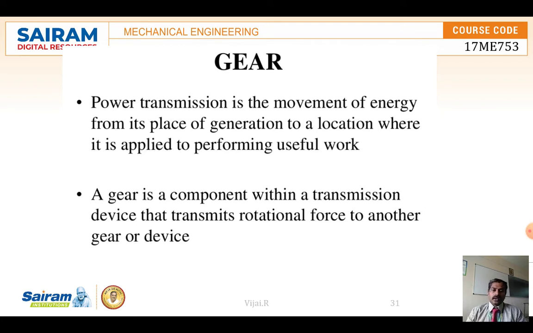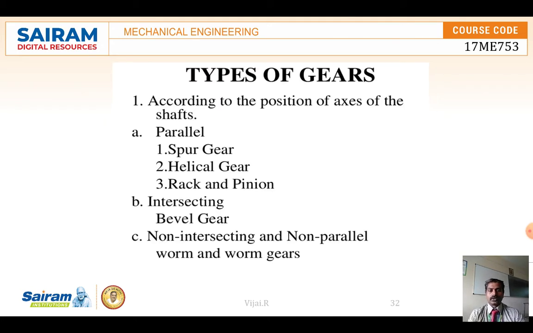So normally we can use gears or belt drives for the transmission of rotary motion from one location to another location. Okay, the same rotation movement I am transmitting from one place to another place. How is it possible? A gear is a component within a transmission device that transmits the rotational force to another gear or another device. And moreover, the distance also matters. We will see in the next slides what type of gears and what type of positions will be useful.